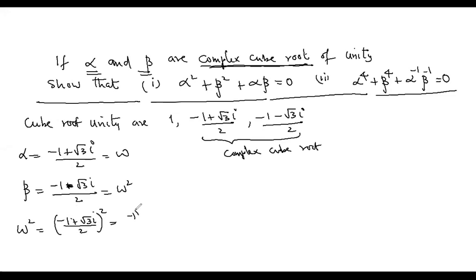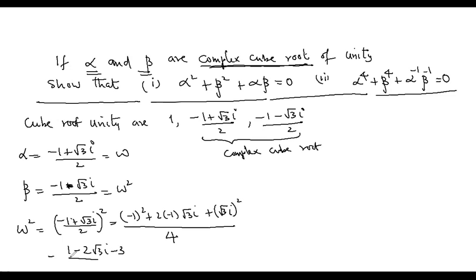So minus 1 squared, plus 2 into minus 1 into root 3i, plus root 3i the whole square. It is a square plus 2ab plus b square. So 1 minus 2 root 3i, and 3i square becomes minus 3, upon 4. So 1 and minus 3 give you minus 2 minus 2 root 3i upon 4. If I take 2 common, it is minus 1 minus root 3i upon 4, and if I cancel, this is your omega square. That means if I call this alpha, your beta will be alpha square.